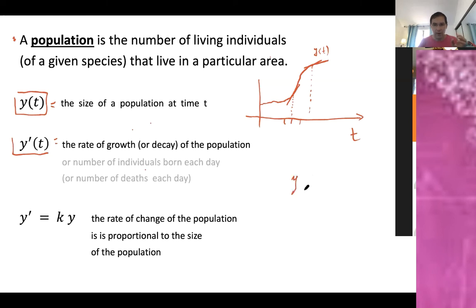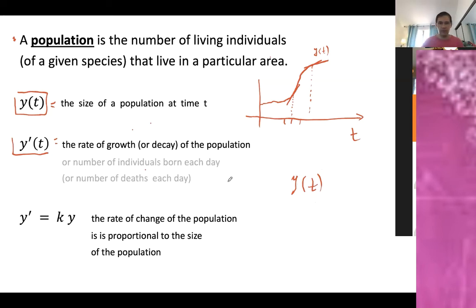On one hand, I have y of t. So what is this? This is the number of individuals in a given population at time t. So I have the size of this population. The bigger the population is, the faster it will be changing.